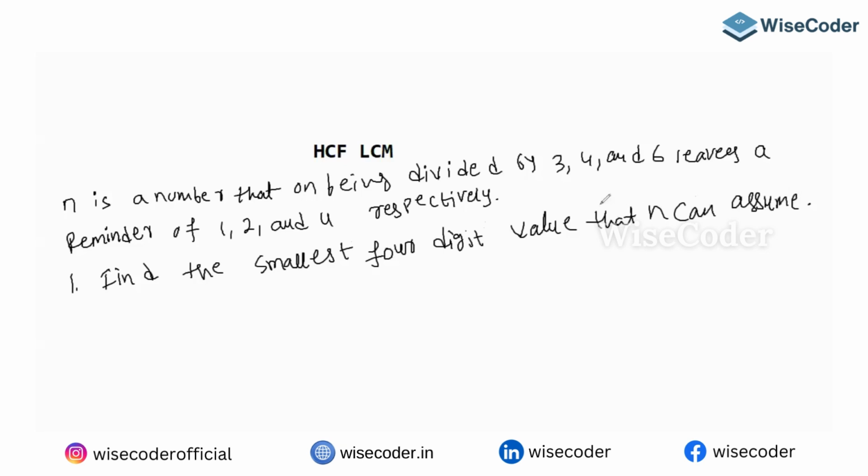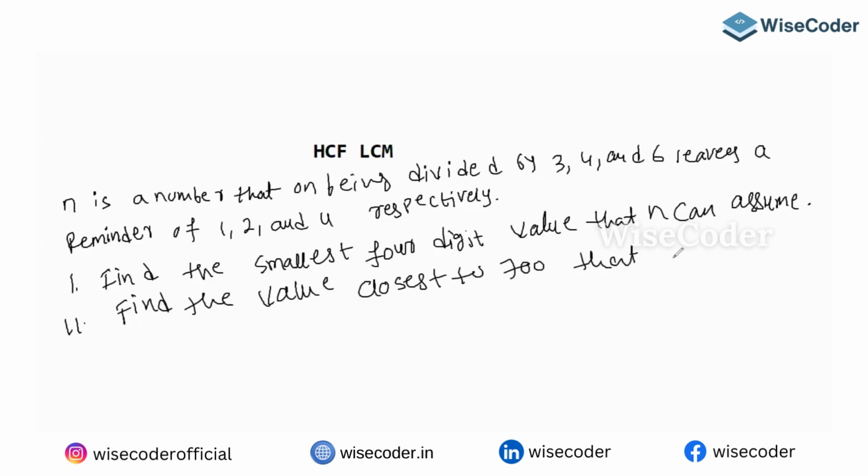And the second question, find the value closest to 700 that N can assume.